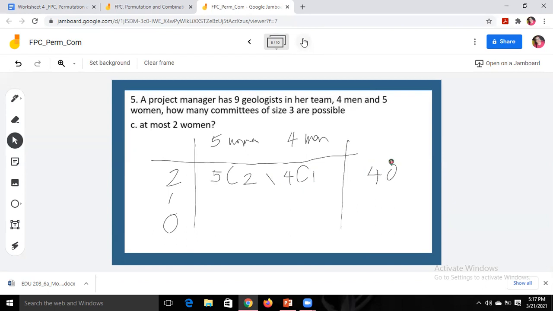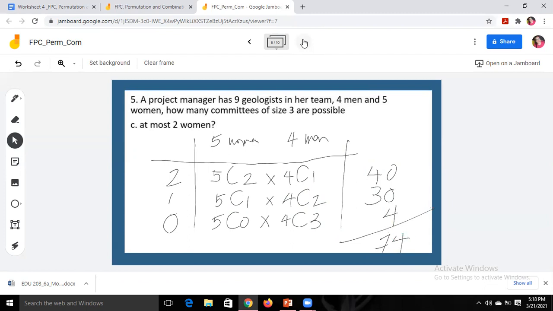Next case is 1 woman. Okay. So, that is choosing 1 woman from the 5. And then, kulang tayo ng 2. Kukunin natin dito sa men. Okay, so doing the necessary operation, this is equivalent to 30. And then, pwedeng walang women, okay, so 0, lahat ng members ng committee are men. Ayan. Okay, so this is 4. Anong final answer natin? I-add lang po natin siya. So you have 74 as our final answer.